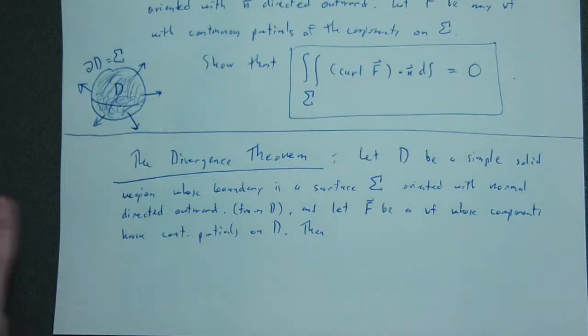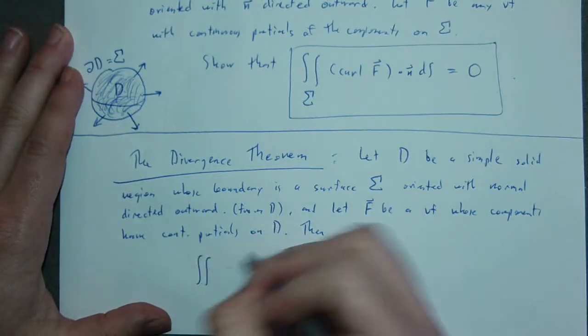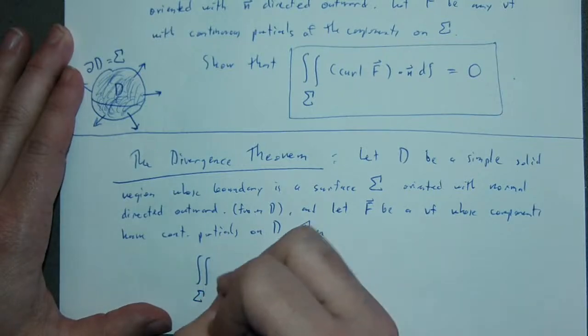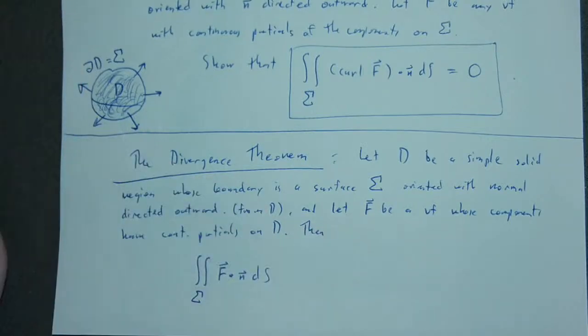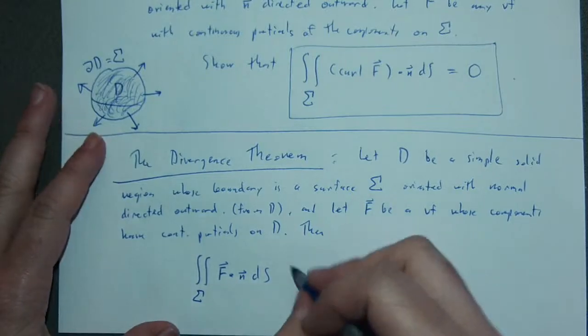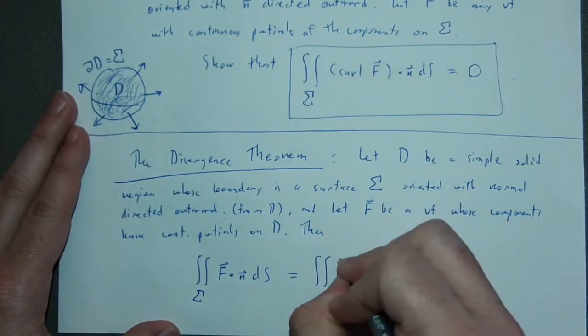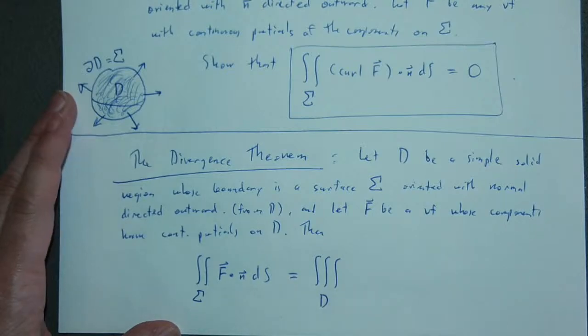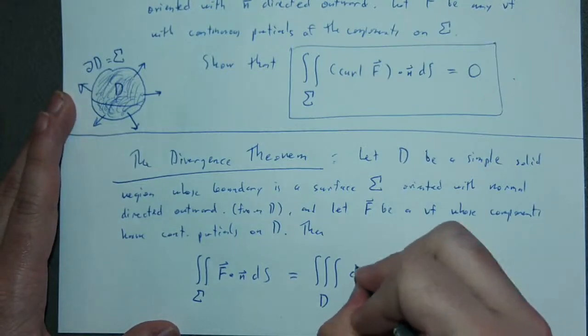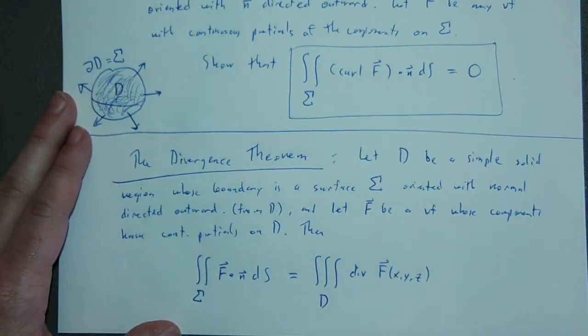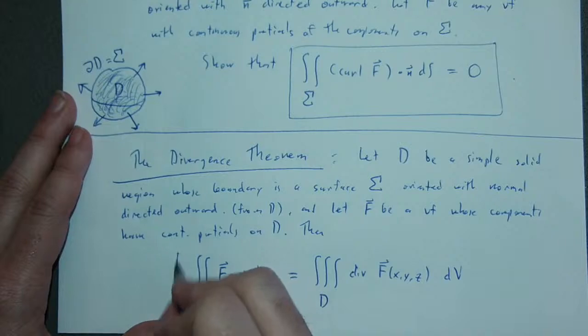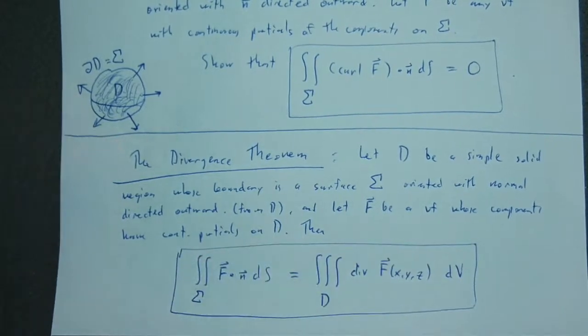All right. Then, suppose I want to integrate the vector field F along that boundary surface. I can compute this as the triple integral over the entire region of the divergence of the vector field, which is a scalar valued thing. You already know how to triple integrate such things. So boom, there it is.